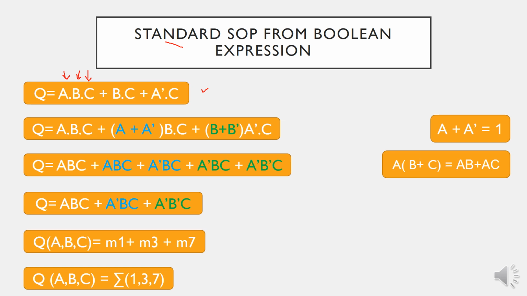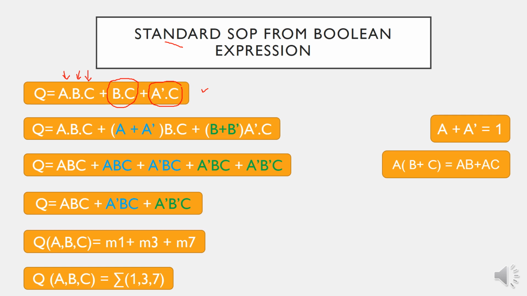The next step is to find the incomplete terms. What I mean by an incomplete term is something like what we have here. It only has two input variables instead of three like this one. So we have two incomplete terms here, and this is another one. What we need to do is reconstruct these two terms so that they also contain all three input variables. So how do we do that?